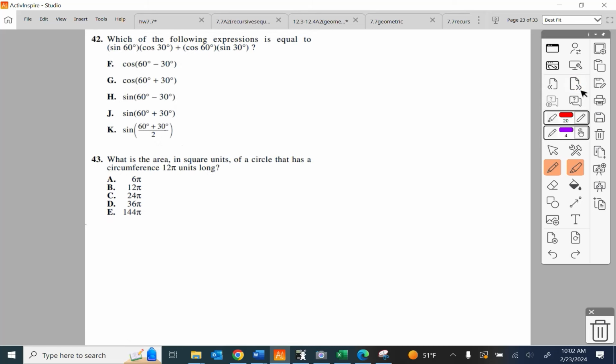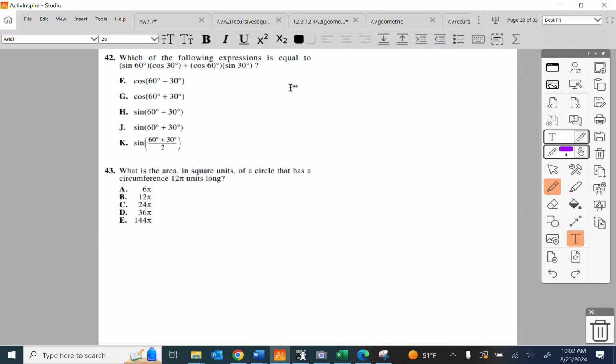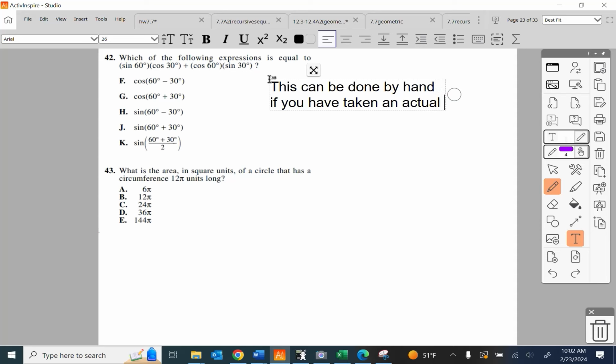Which of the following expressions is equal to the sine of 60 times the cosine of 30 plus the cosine of 60 times the sine of 30? There is a trig identity. This can be done by hand if you have taken, not geometry, an actual trigonometry class. But anyways, let's just assume most of you hadn't. Notice these are degrees.